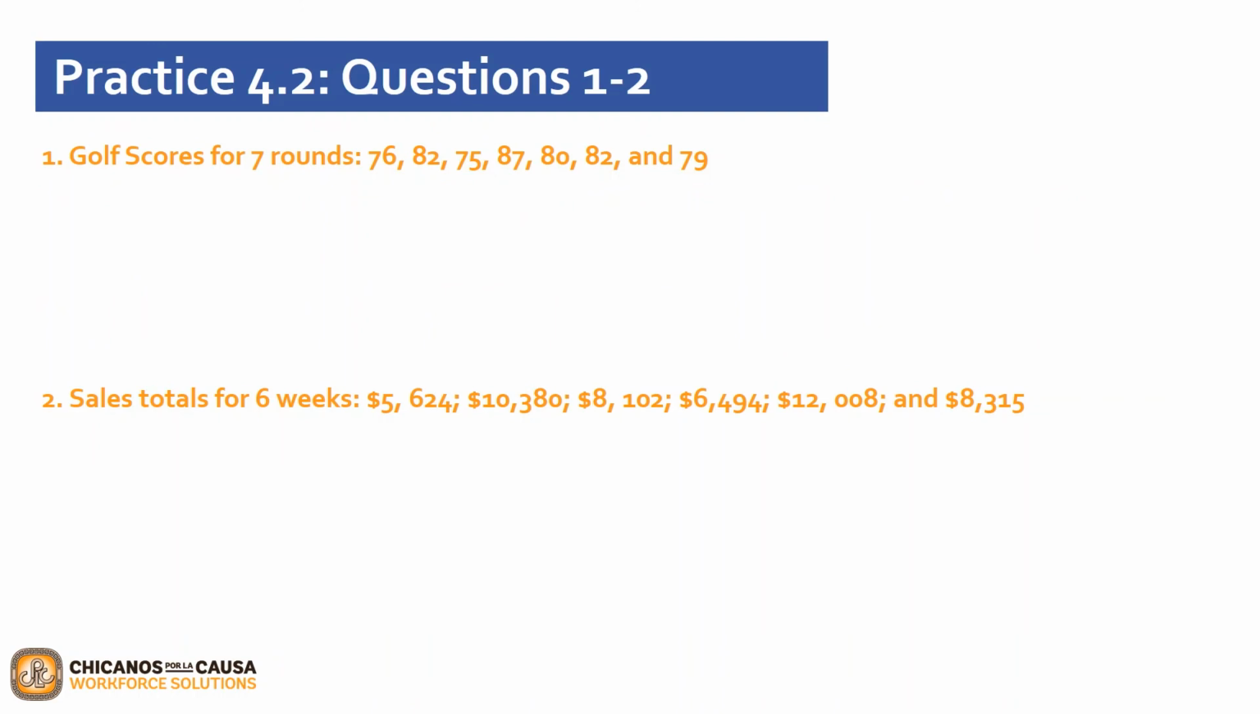All right, let's go ahead and get started. For both question 1 and 2, we are to find the mean or average, median, and mode. So let's go ahead and follow that order. Number 1, we have golf scores for 7 rounds. The scores are 76, 82, 75, 87, 80, 82, and 79. So let's work on finding the mean first.